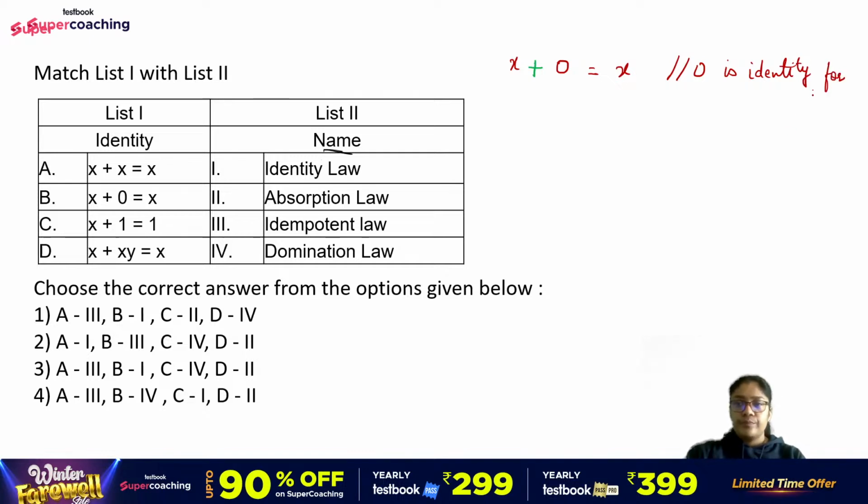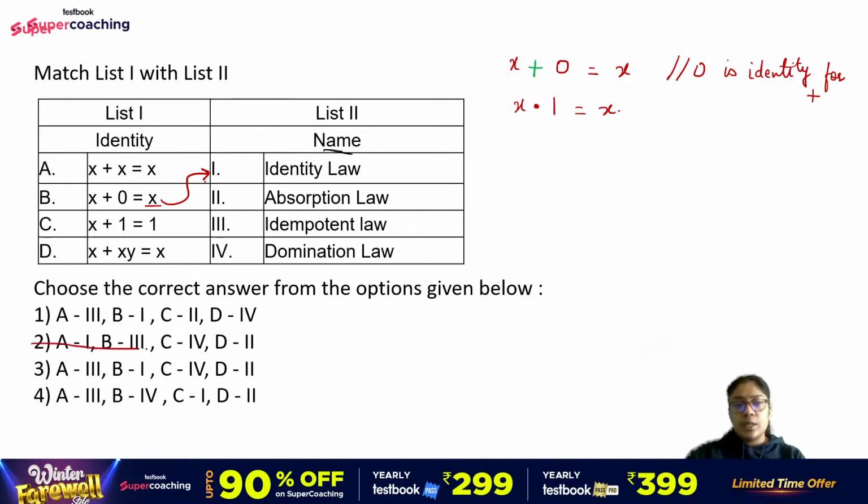For plus. Similarly, किसी भी number को जो आप multiply करवाते हो 1 से, तो कोई change नहीं आता है. It remains the same. So 1 is the identity for multiplication. So x plus 0 is returning x. This is nothing but the identity law. So B के लिए option 1 है.